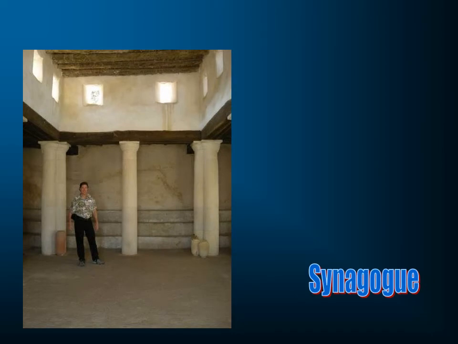Here's an example of what a first century synagogue would have looked like. This one actually is located in Nazareth. It's sort of a reproduction. You have a small open space and then seating all around.